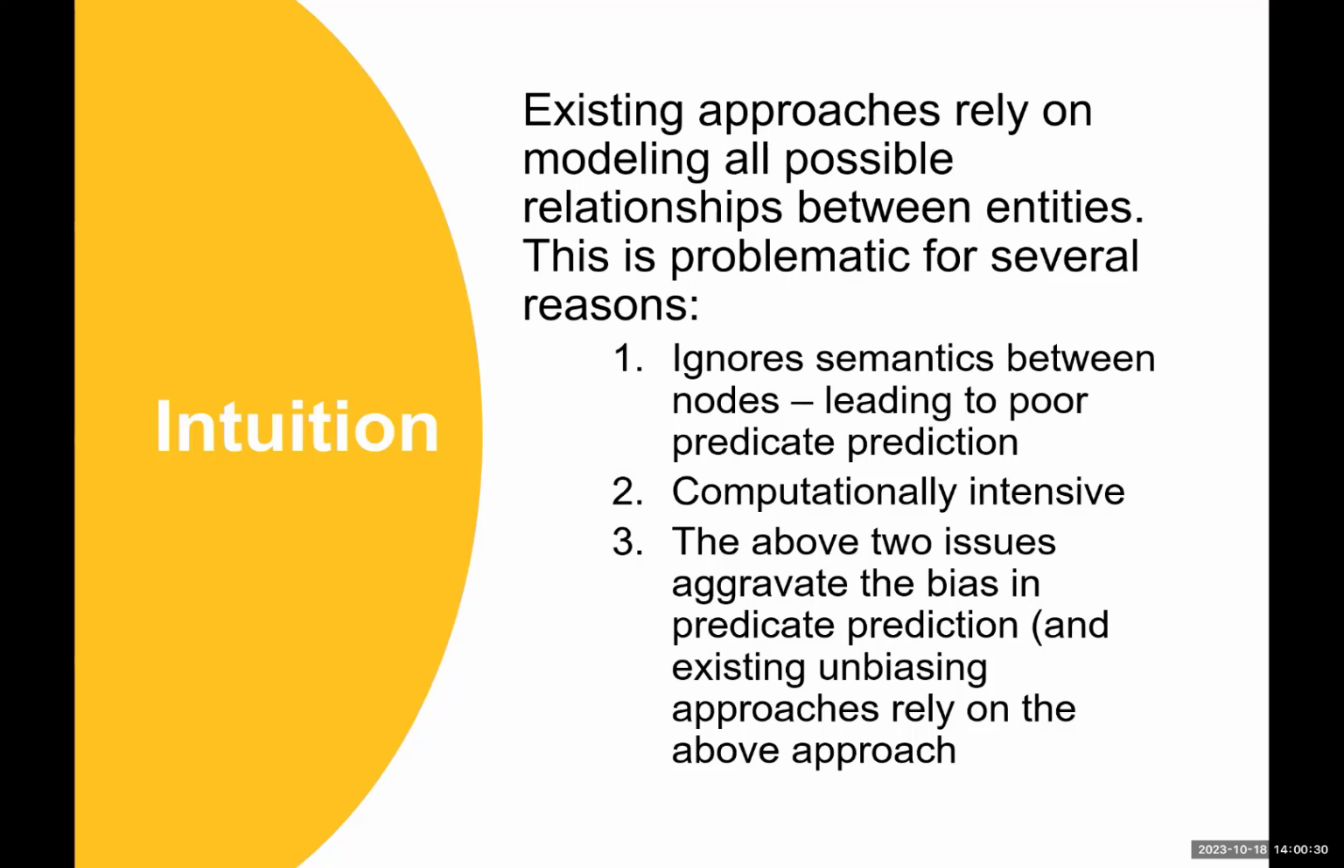They also say that these issues become aggravated by bias in prediction. They point out that the existing unbiasing techniques, which usually deal with doing something about the data set itself, are relying on the same approaches where you're getting the complete graph.